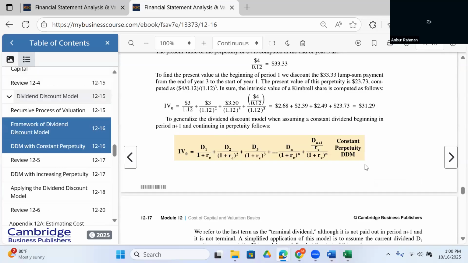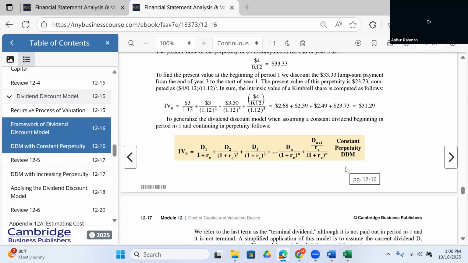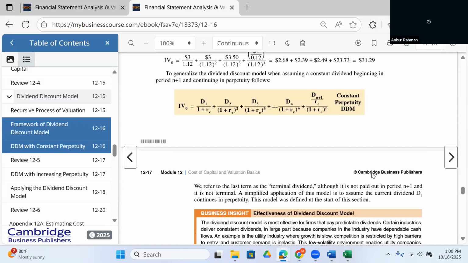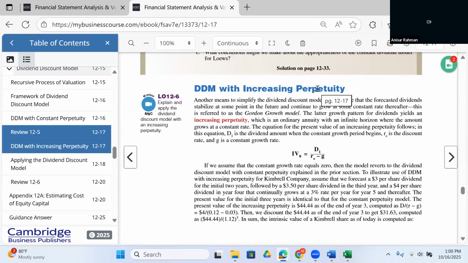So this is the formula if we have a constant perpetuity. But if we have a growing perpetuity or increasing perpetuity, this is the formula to use, right? So we are not working with dividends, we are working with free cash flow. That is the difference, but the math remains the same. So our cash flow next year divided by our discount rate minus the growth rate.